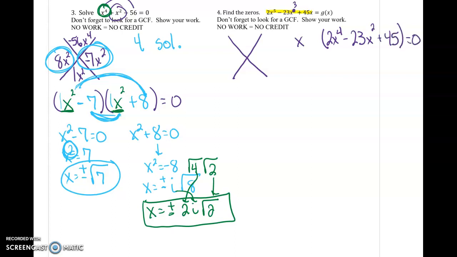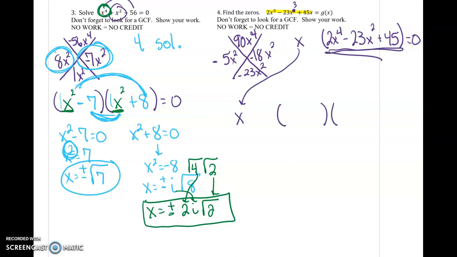And making my x, I'm going to need factors of 90 that are going to make -23. And 90 has a lot of factors. So the two that we will be using are 5 and 18, and they will both have to be negative. So bringing along my GCF, now working on this, here come my factors, which come in pairs.